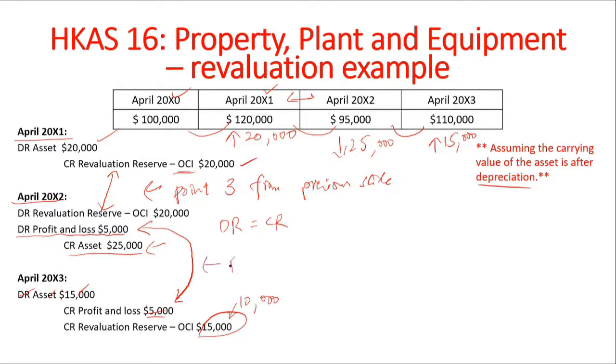So this is basically point 2 from the previous slide. So you credit P&L by 5,000 and the remainder gain would go to revaluation reserve OCI of $10,000. Right, so I hope point 2 and point 3 from the previous slide are clear using the examples here.